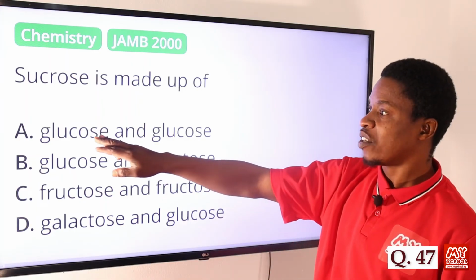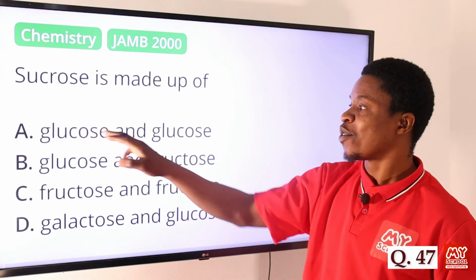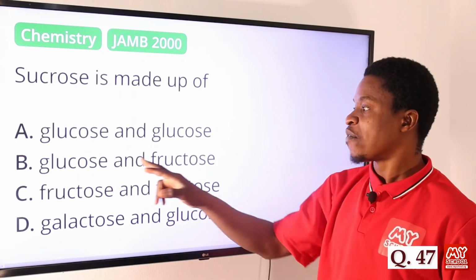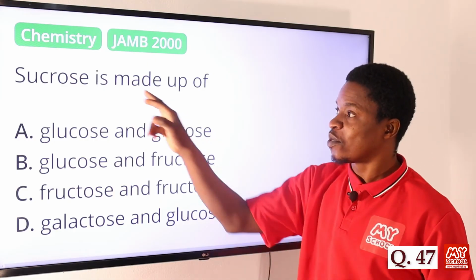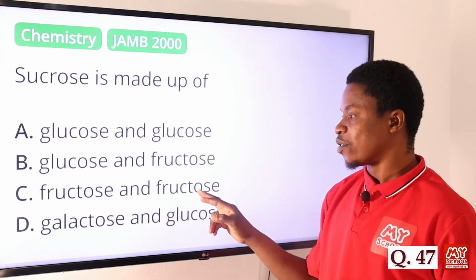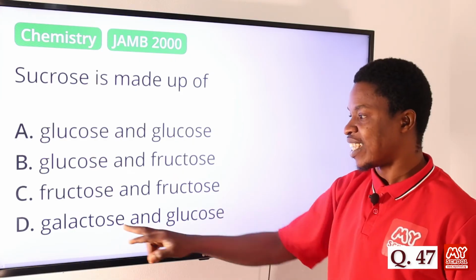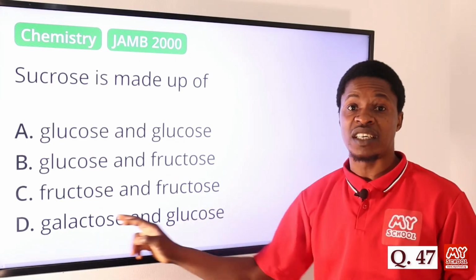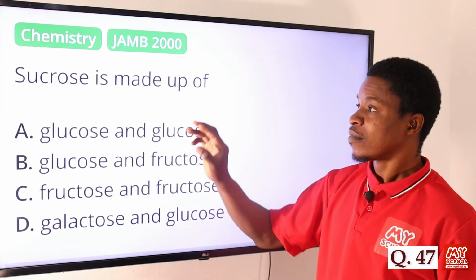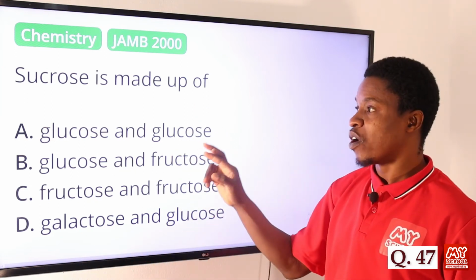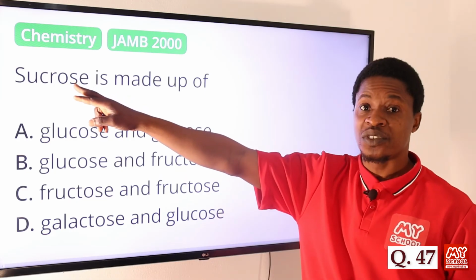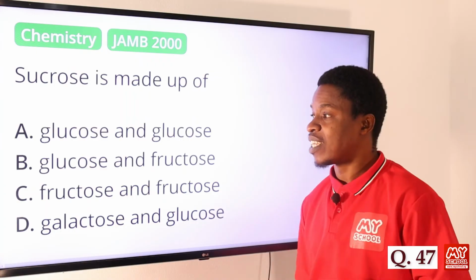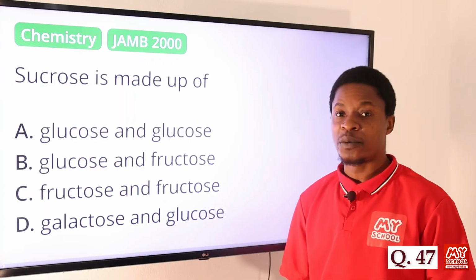Option A is glucose and glucose. Glucose and glucose will react together to form maltose. Glucose and fructose will react together to form sucrose. Fructose and fructose, of course, will not. Then galactose and glucose is going to give us lactose, that's the milk sugar. So glucose and fructose is what reacts together to give us sucrose, the sugar that we consume. So option B is the correct answer. Glucose and fructose. Option B.